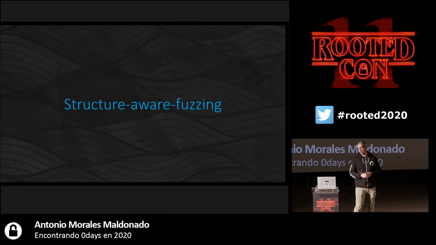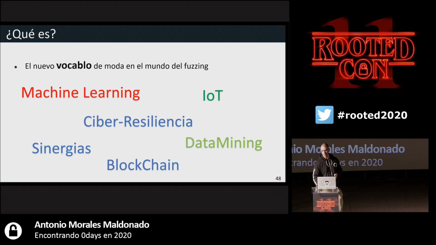We have here the second half of my presentation, which is not as difficult as the first one. The first part was more difficult. The second one is structure-aware fuzzing. So this is a new term that is fashionable within the fuzzing world.